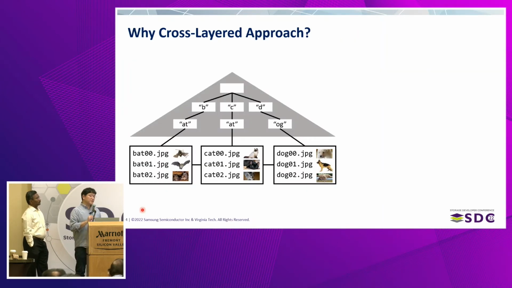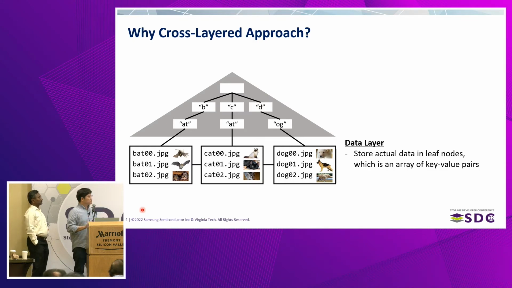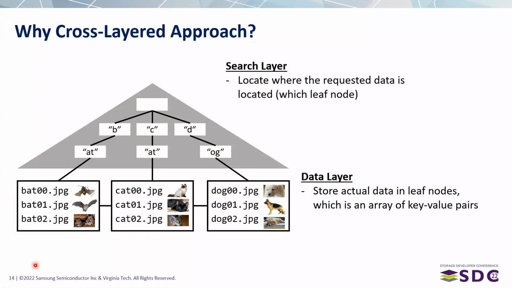So let me explain a little bit more why the cross-layered approach is especially appropriate for the key value store design. And this is a general conceptual diagram of any sorted index, which is the key value store, which supports insert, lookup, scan, delete, and update operations. So essentially, all the data will be stored in what is called the data layer, and you can just imagine B+ tree leaf nodes, right? Each leaf node is nothing but an array of key value pairs, which stores the actual data. And another layer is the intermediate layer, what we call the search layer. The role of the search layer is basically to locate where the requested data is located, that is, finding out which leaf node is likely to have the requested data.